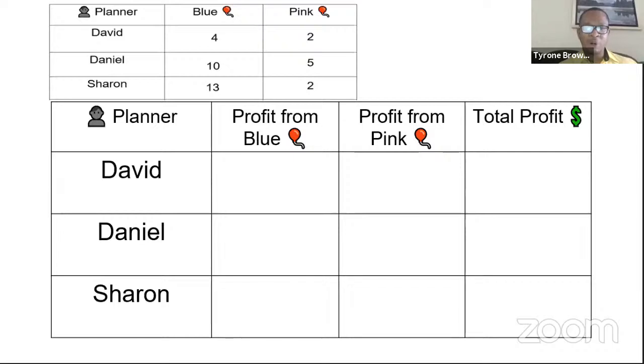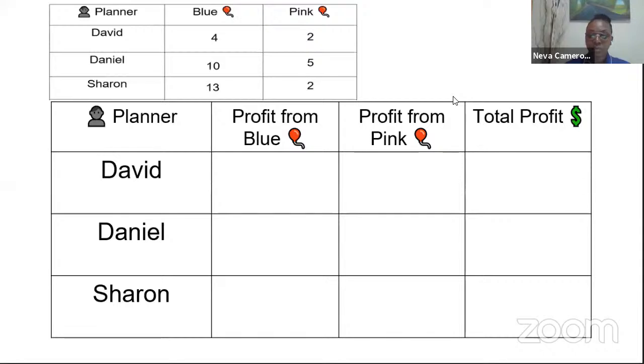The cost of each blue balloon is $60, and the cost of each pink balloon is $50 each. All right, so the multiplications are coming in. We're seeing where, if the cost of the blue balloon is $60, they're multiplying the cost by 4. And they're giving us some totals as well.